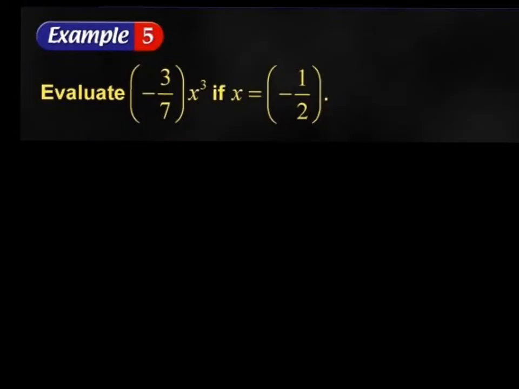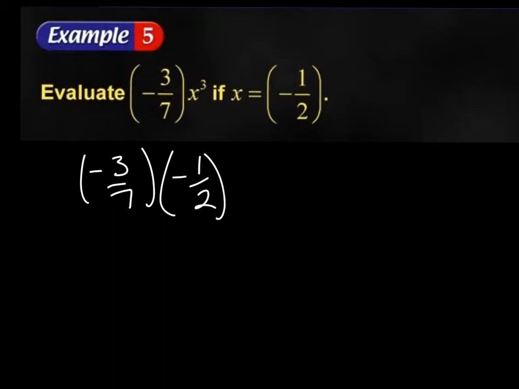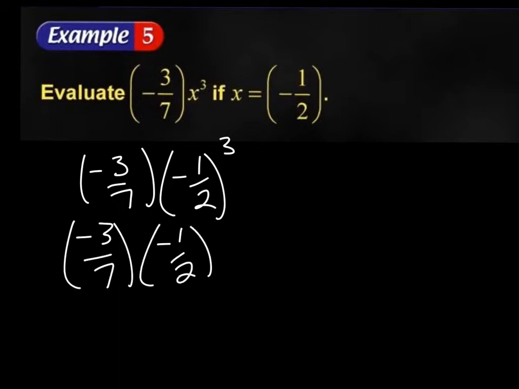And we can evaluate expressions using signed numbers as well. So they want us to evaluate -3/7 times x cubed if x is -1/2. Where there was an x, I'm putting -1/2. So I have to take -1/2 times itself 3 times.